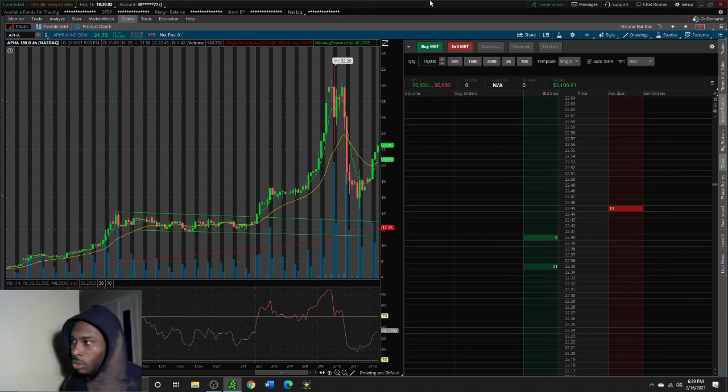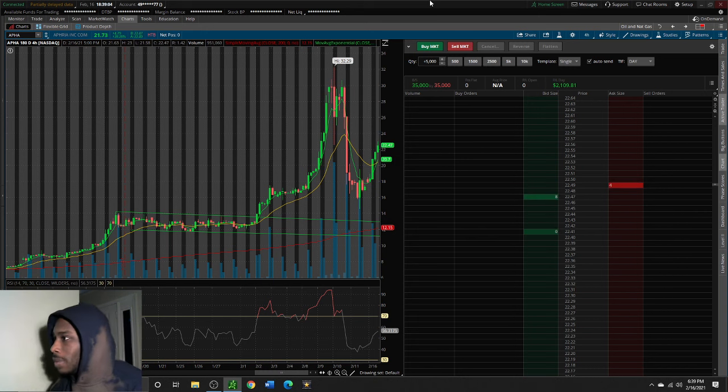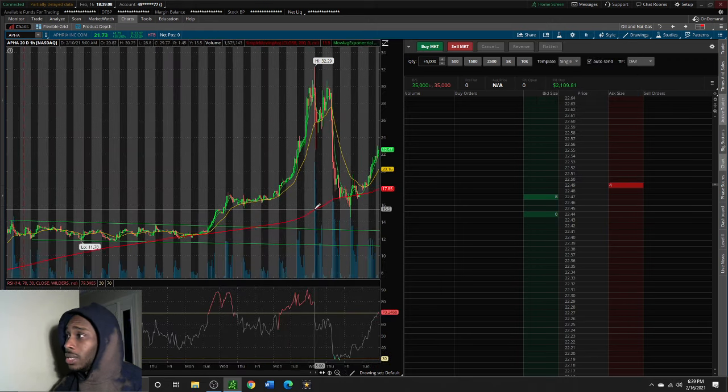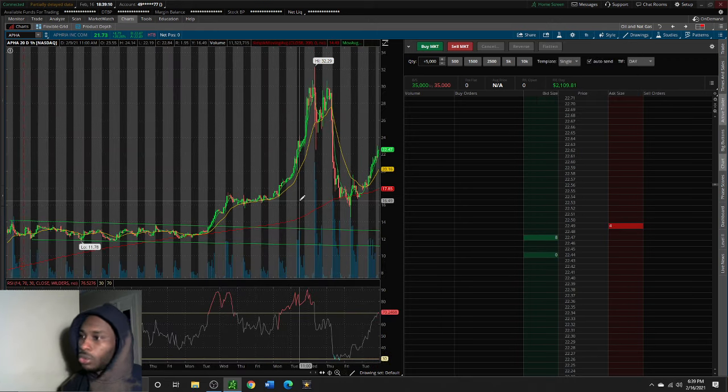And would you have bought it at the bottom? I mean, who knows? But you don't want to get in until it's showing you signs that it's back trending up. And of course, you use your moving averages for confirmation.